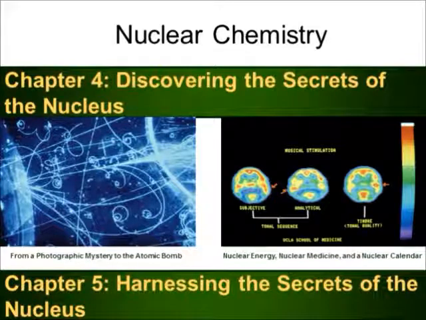Alright guys, so here we go, nuclear chemistry. Our first section is in chapter 4, chapter 5 of the book, if you ever pull it out and look at it. So, looking at the nucleus and at how we determine radioactive nuclear radiation and that kind of stuff.